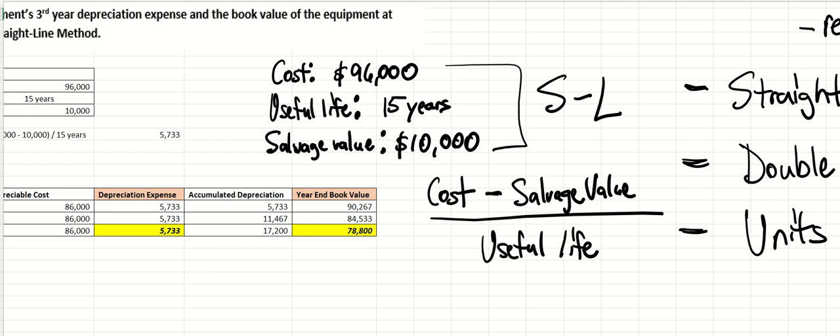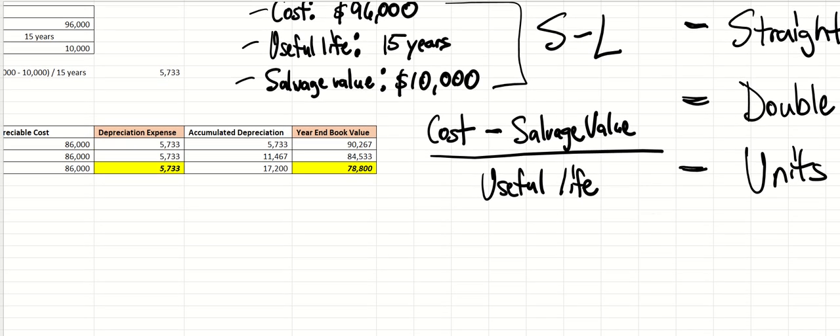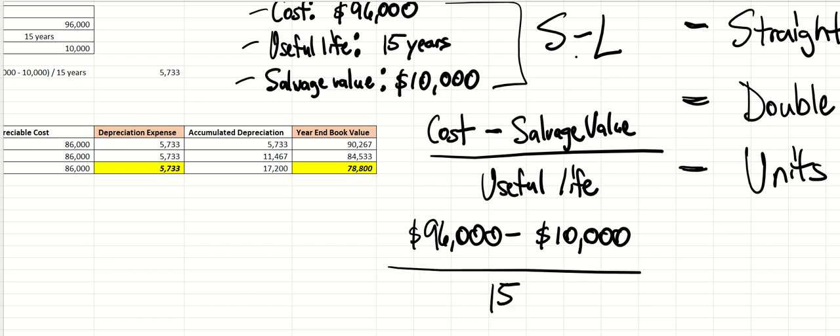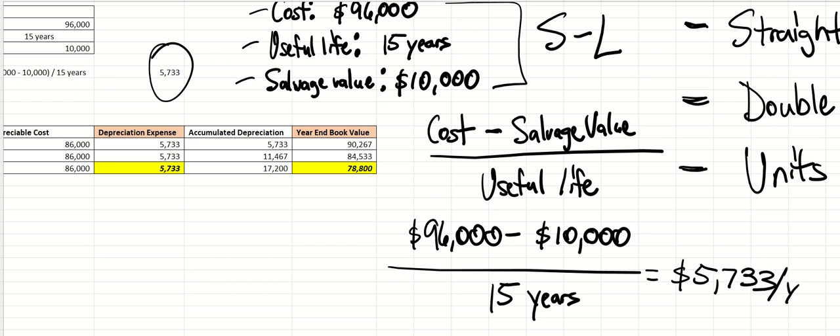So we're just going to plug in these three factors into this straight line method formula. So we got 96,000, subtract out 10,000, which is our salvage value, divided by 15 years. Okay. So I already did it, the answer is right here. The answer is going to be $5,733, and that's the depreciation for the year.